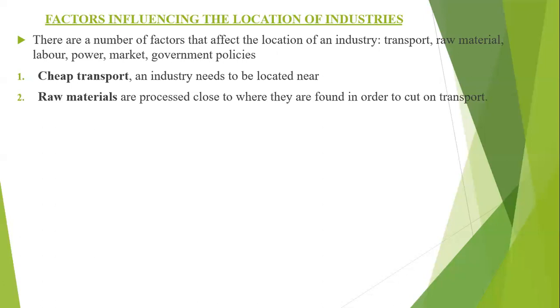Raw materials. Now, raw materials are processed close to where they are found in order to cut on transport. So it's better to locate an industry near raw materials so that you don't waste so much transporting raw materials to the factory. So if you're processing sugar, for example, locate an industry where there is a sugar plantation so that you can cut on transport.